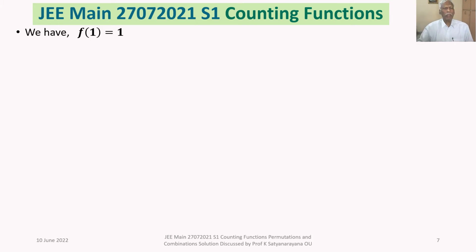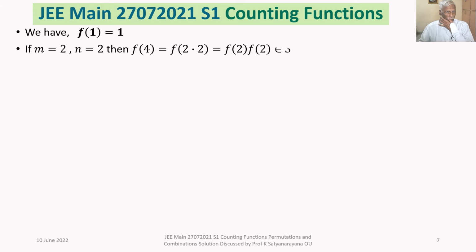We have f of 1 is equal to 1. If m is equal to 2, n is equal to 2, then f of 4 is equal to f of 2 into 2, which by definition is f of 2 into f of 2. So, for what values of f of 2 does f of 2 into f of 2 belong to S? Suppose I take f of 2 equal to 1. 1 into 1 is 1, which belongs to S. Yes, so f of 2 equal to 1 is possible.